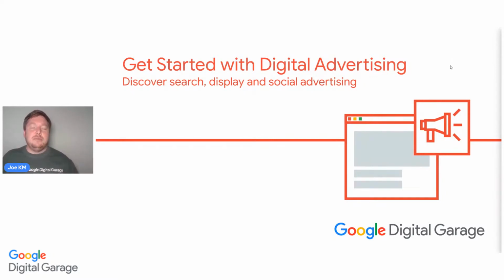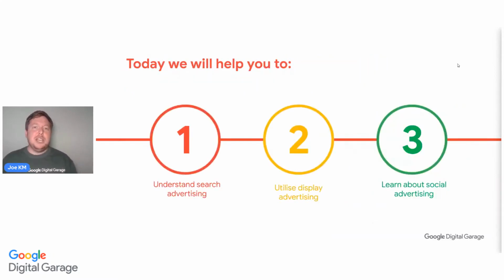So yeah, let's get started. First of all, we're going to do this in 3 solid steps: 1, 2, and 3. Bite-sizable chunks. The first one is understanding search advertising. The second one is utilizing display advertising. And the third one is learning about advertising on social. So 3 bite-sizable chunks that we're going to go through to make sure that you understand everything.